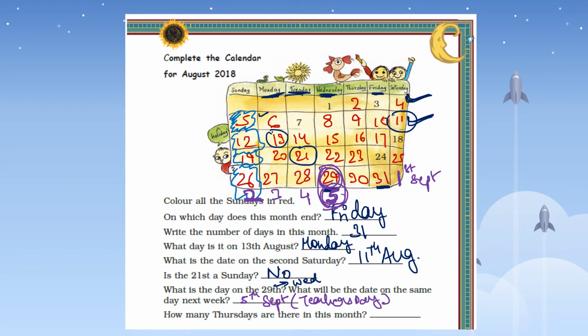How many Thursdays are there in this month? Let's count. 1, 2, 3, 4, and 5. 5. Okay, this was very easy. I'm sure you got it. Let's move forward.